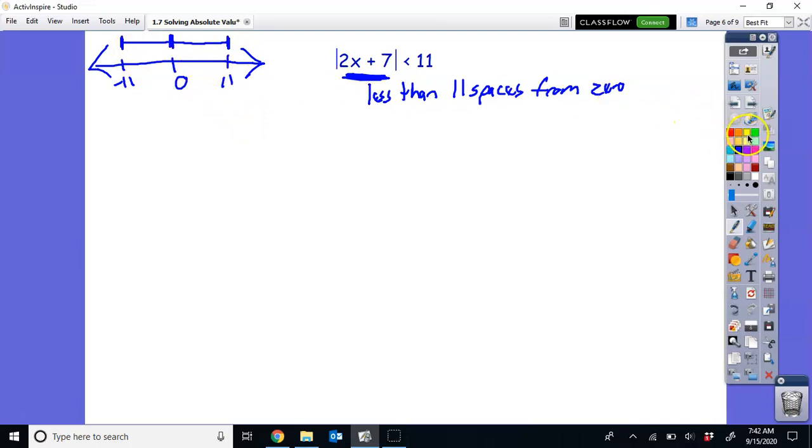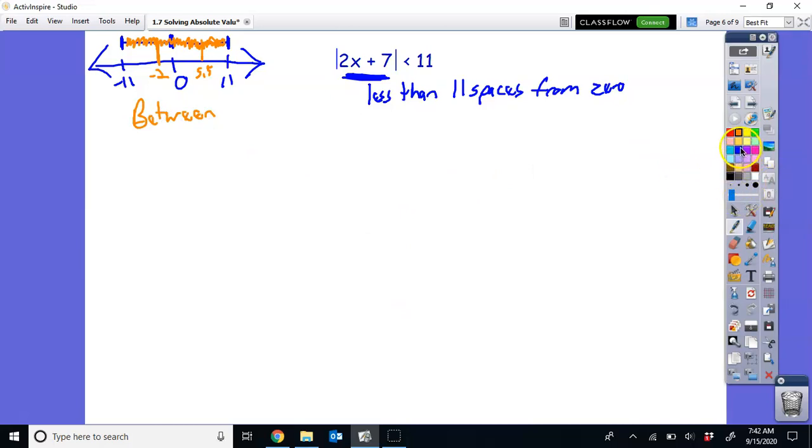If you think about the inequalities that we've talked about, it's this stuff in between, because all of these little distances in here, like if I pick this number right here, let's say the number 5.5, that's less than 11 spaces from 0. If I pick this little number here, let's say that's -2, that's less than 11 spaces from 0. So any of these answers between here would work. So notice what I just said. Any of the answers between 11 and -11 would work.